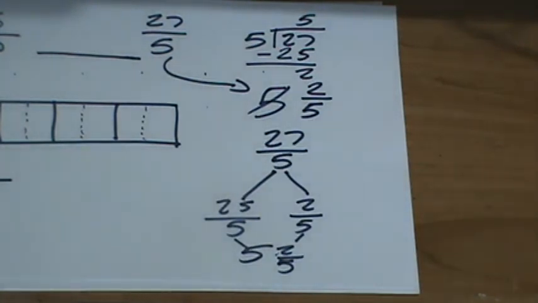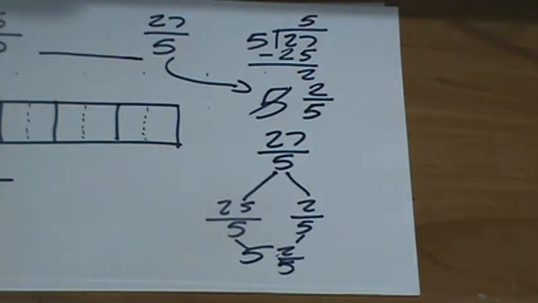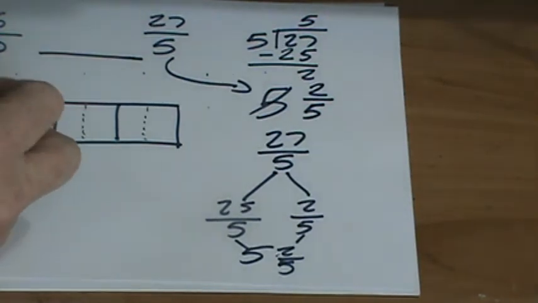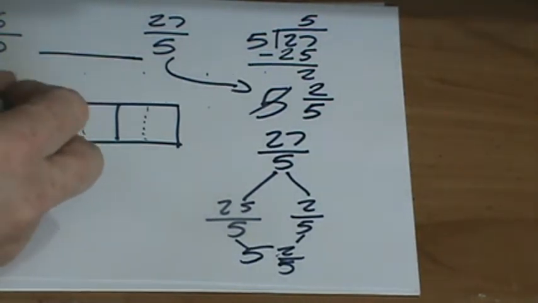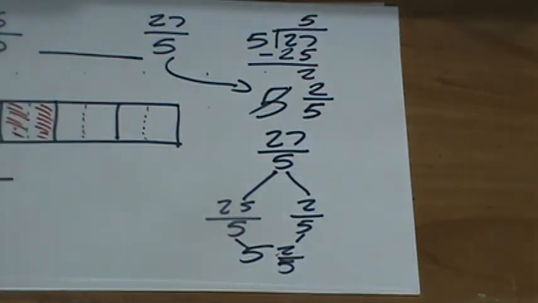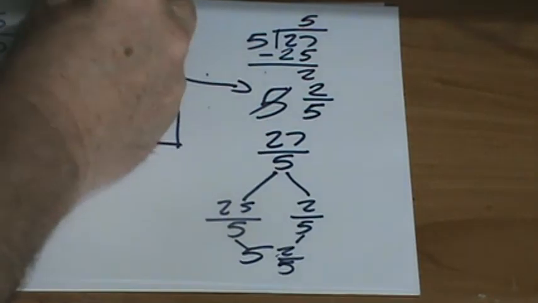Now let's look at 6 tenths. We need to make 6 of these. 1, 2, 3, 4, 5, and 6. So definitely we can see that 5 and 6 tenths is greater than 27 fifths or 5 and 2 fifths. So Andy the alligator says, thank you very much, I'm going to eat 5 and 6 tenths.